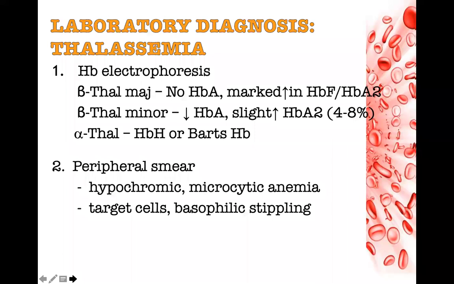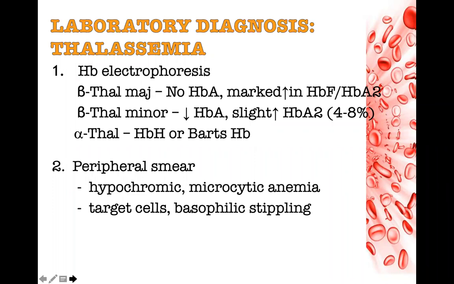So how do we diagnose thalassemia in the laboratory? Of course, one would be hemoglobin electrophoresis. When we talk about beta thalassemia major, you would see that there is no hemoglobin A at all, and there would be a marked increase in hemoglobin F as well as hemoglobin A2. In beta thalassemia minor, you may have a decrease in hemoglobin A and a slight increase in hemoglobin A2. In alpha thalassemia, you could either have hemoglobin H or Bart's hemoglobin.